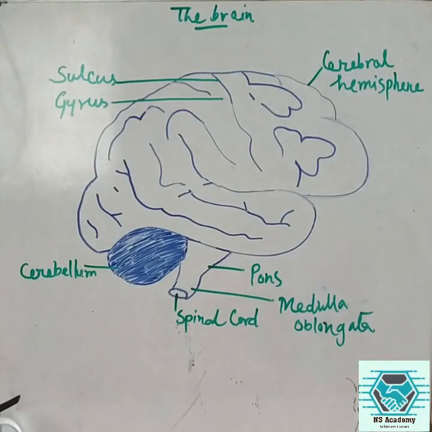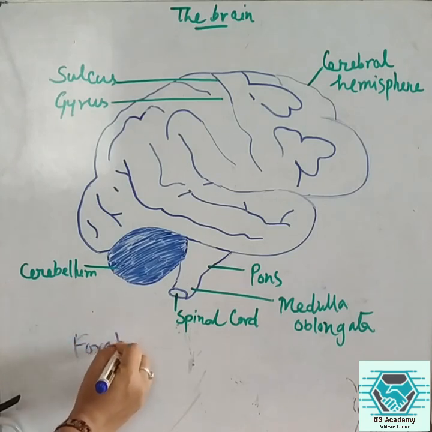Today I will show the structure of the brain. The part of the brain which develops from the rostral most brain vesicle in the early embryo is called forebrain. So in the embryo, the forebrain is first developed.